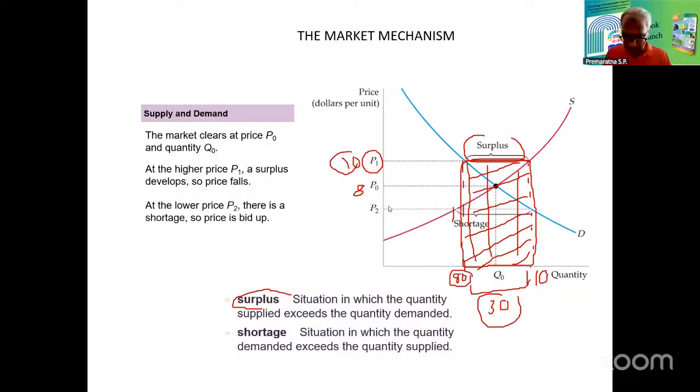Now what I tell you, the price is below. I hope you can hear me. It creates the market shortage, because of higher demand and less supply.